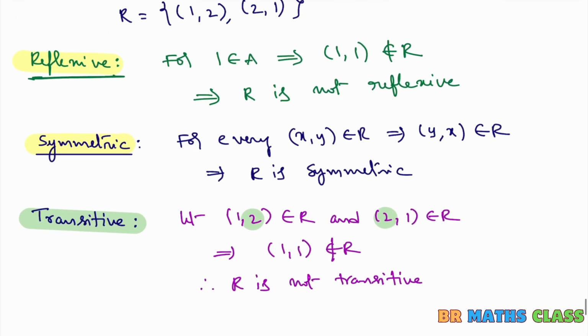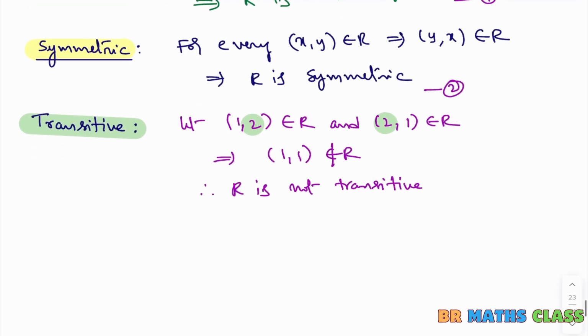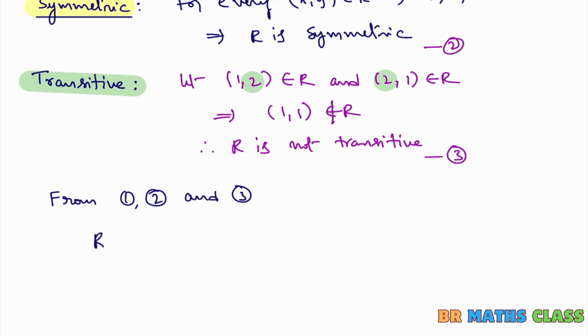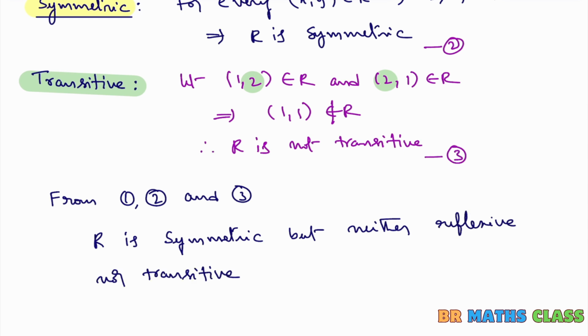So, this relation is not reflexive. I'll take it as 1. This relation is symmetric. I'll take it as 2. This relation is not transitive. I'll take it as 3. From 1, 2 and 3, we can say that R is symmetric, but it is neither reflexive nor transitive. I hope you understand the solution of this problem.